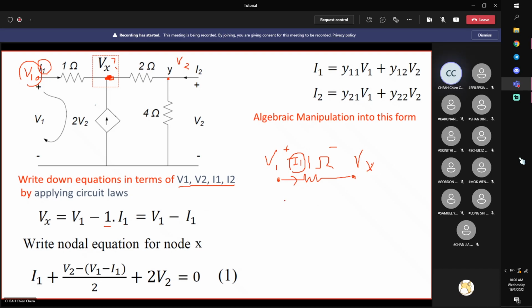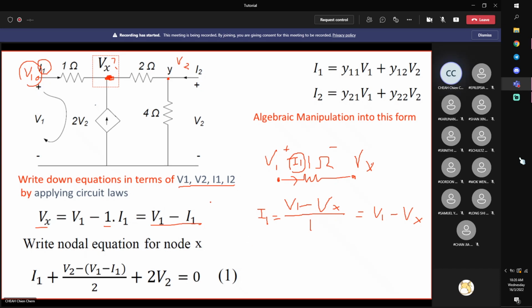Okay, if you're confused with this, never mind, just use Ohm's law. V1 minus Vx, the voltage across the resistor from high to low, divided by 1 ohm, is equal to what? Your current I1. Same thing, you get these equations. Vx is equal to V1 minus I1. Just rearrange this equation. Vx will be equal to V1 minus I1.